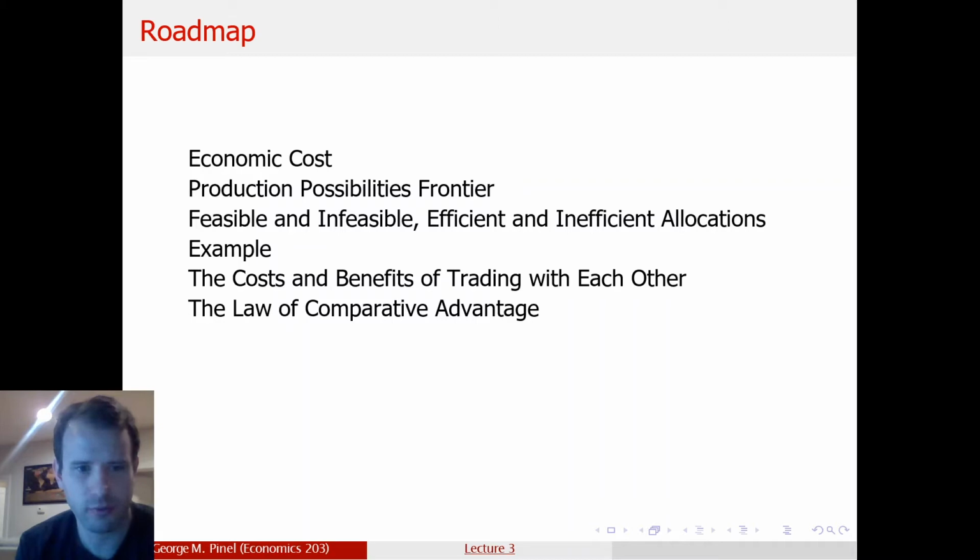Okay, and we'll contrast that with explicit cost, which is just the dollars that you pay for something. Okay, economic costs. Spoiler: economic cost includes opportunity cost. Okay.